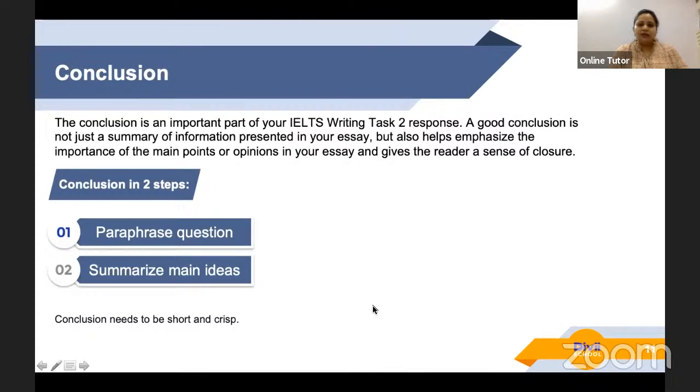Conclusion. The last important, rather very important part of an IELTS essay is the conclusion. Conclusion is an important part of your writing task too. A good conclusion is not just a summary. Okay, please understand this. A good conclusion is not just a summary, but it helps to emphasize the importance of the main points.